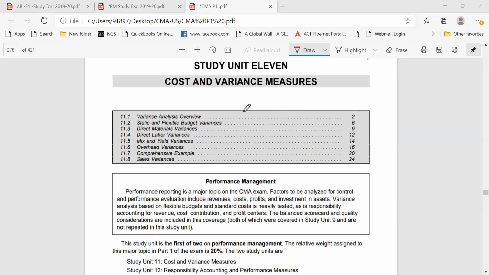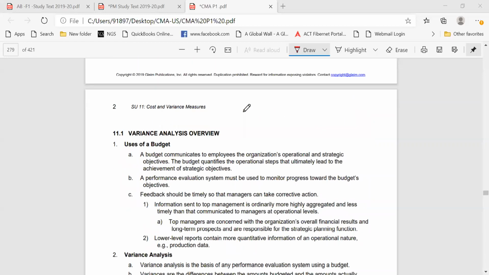So now what you guys need to understand is we must not go with the formula in these variance measures. We must go with the understanding of the variances. For that, let's get started with variance analysis.